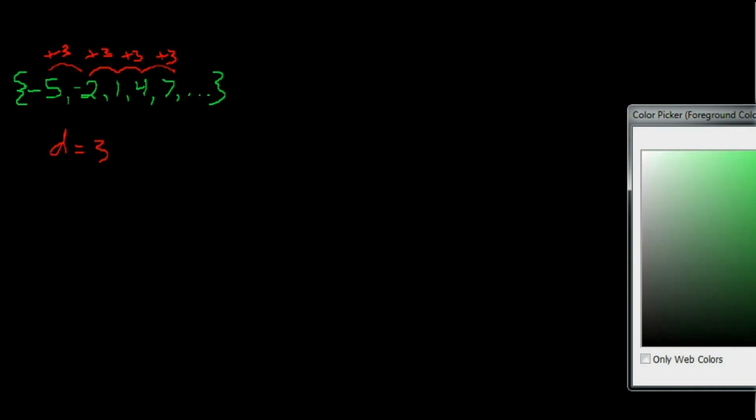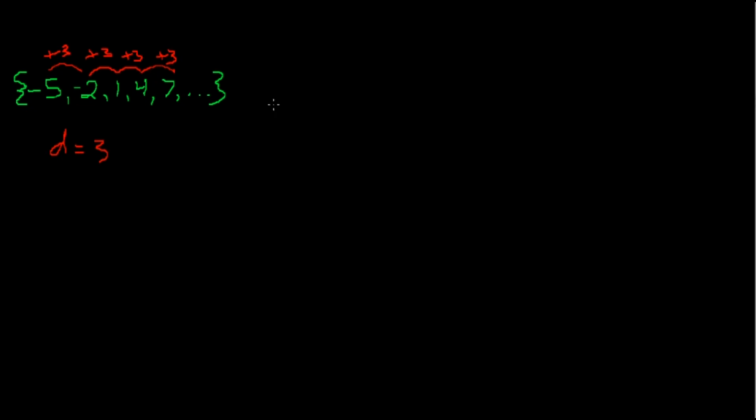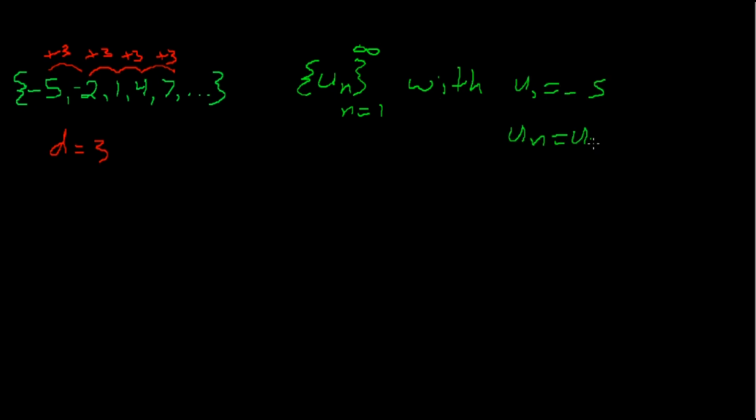Okay, so now we just want to define this sequence in a recursive form. So we're going to say we have the sequence u sub n for all values of n starting at 1 going all the way to infinity, with the first term of this sequence being -5 and all terms in the sequence being equal to the preceding term plus 3. And this is true for all values of n greater than or equal to 2. So we have an arithmetic sequence where the common difference is 3, and here it is defined in a recursive form.